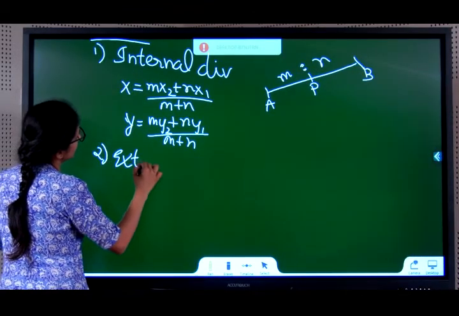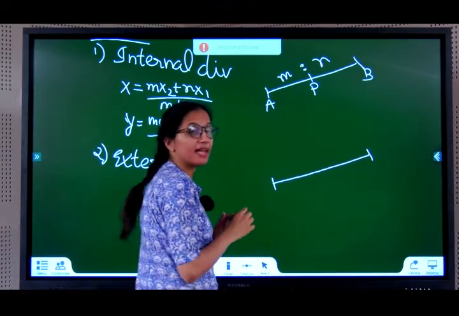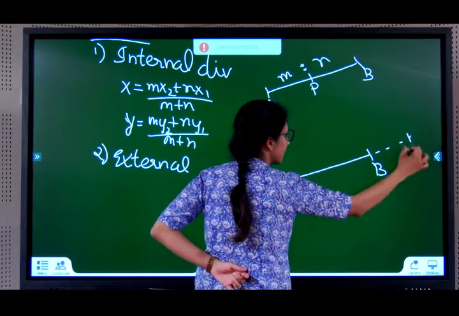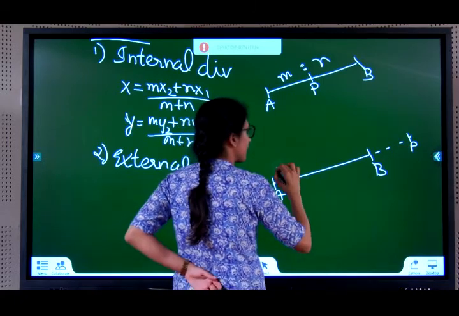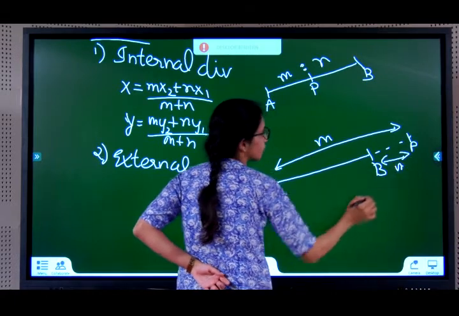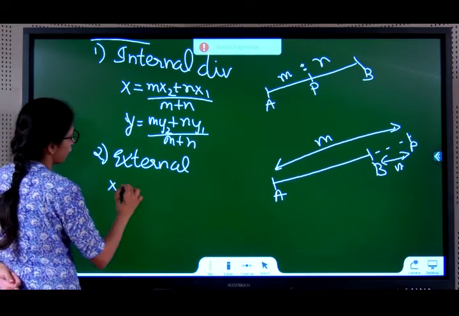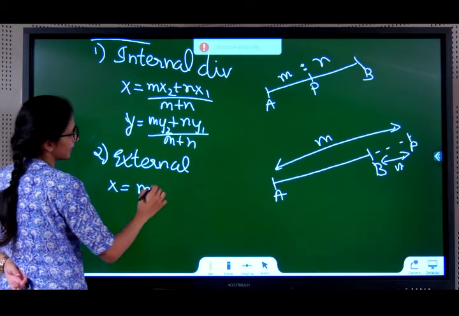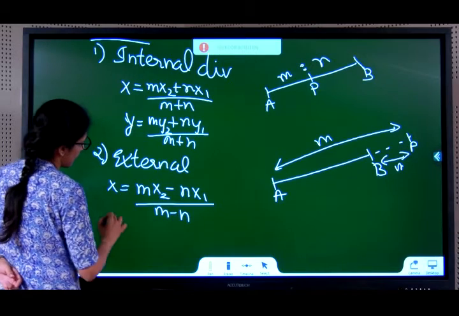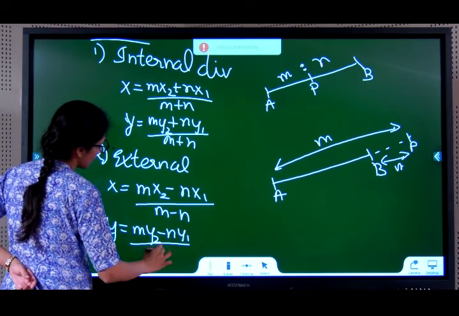External division formula means what? P is dividing the line externally. So if this is A and B, P is somewhere here. It is dividing the line like this. This whole AP is to PB is M is to N. It is externally dividing the line. In such a case, your formula becomes, just replace plus with minus sign. Mx2 minus Nx1 divided by M minus N, and Y is equal to My2 minus Ny1 divided by M minus N.